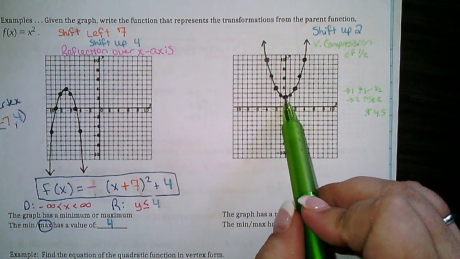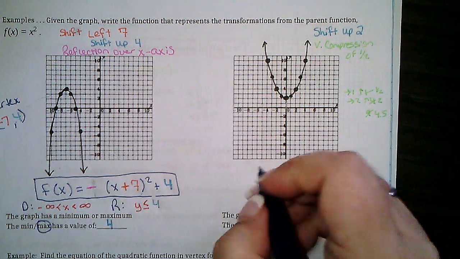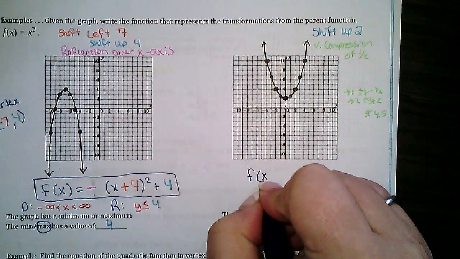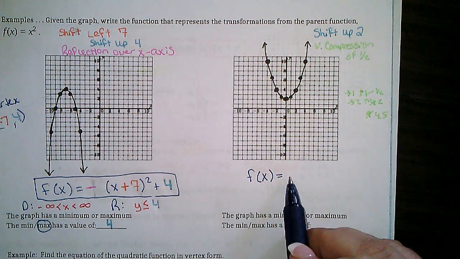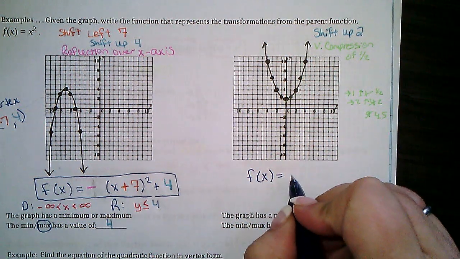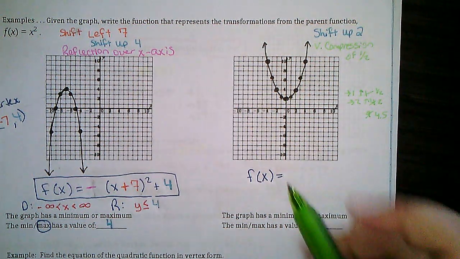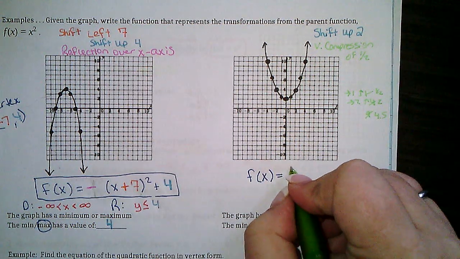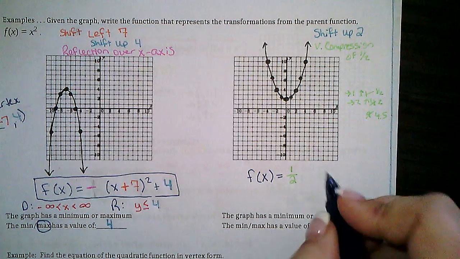Do I have any reflections? I can't tell from the graph. So we're just going to start with this. So I've got f of x. Remember, that's another name for y. There's no negative here because I don't have a reflection over the x-axis. But this is where my stretch or compression goes. Do I have a stretch or compression? Yes, I have a compression of 1/2, so that goes in front of my x.